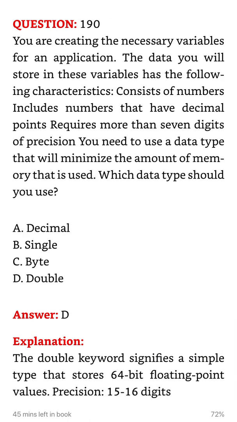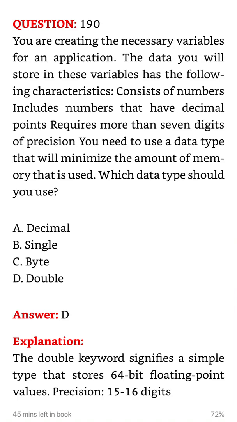Question 190. You are creating the necessary variables for an application. The data you will store in these variables has the following characteristics. Consist of a number, include numbers that have decimal points, require more than 7 digits of precision. You need to use a data type that will minimize the amount of memory that is used. Which data type should you use? D. Use double.